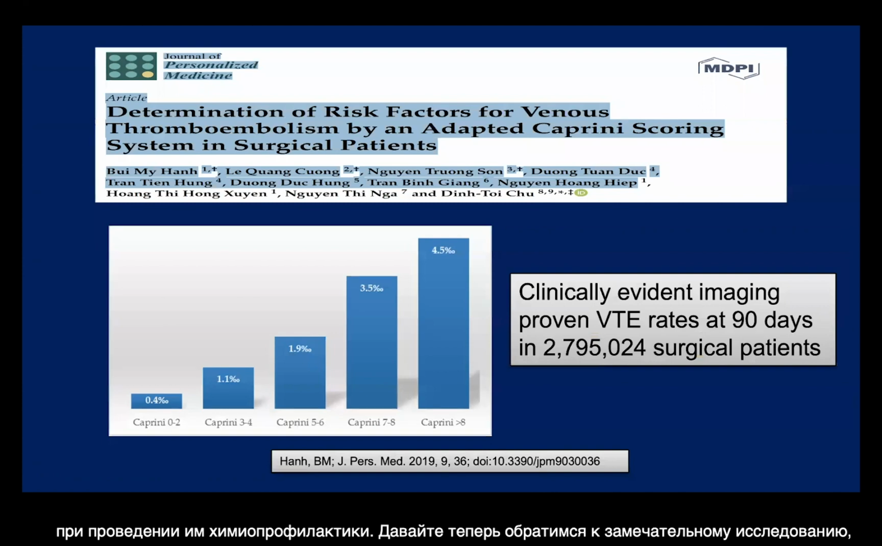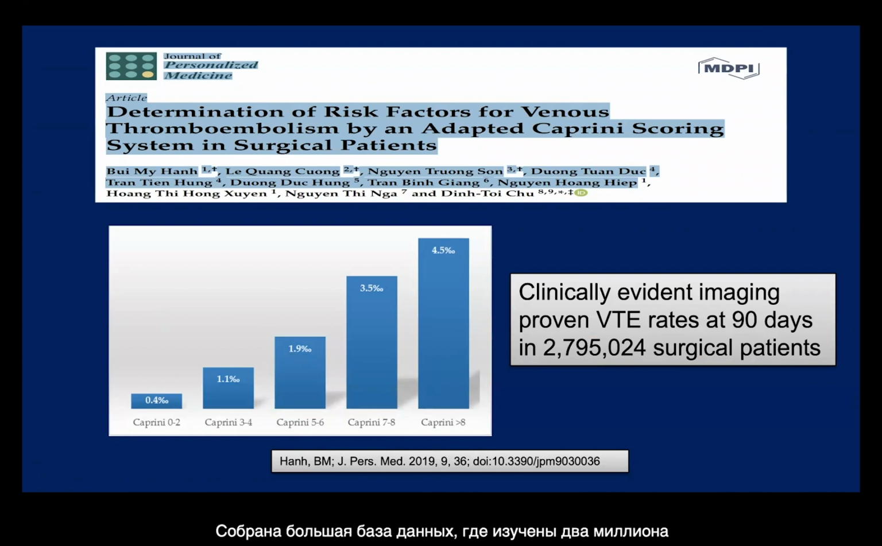Now let's take a look at a marvelous study that was done in Vietnam from 4 Hanoi area hospitals over a 2-year period. They've got this large database, and they took a look at 2,795,000 patients, and look what they showed. Increasing risk score, increasing clinical VTE events.